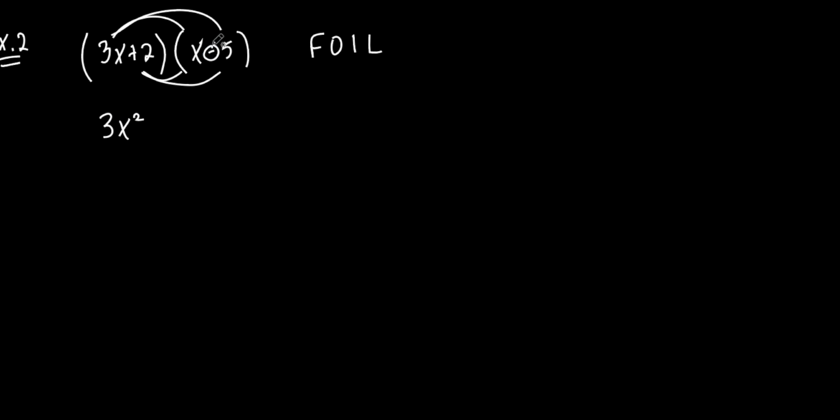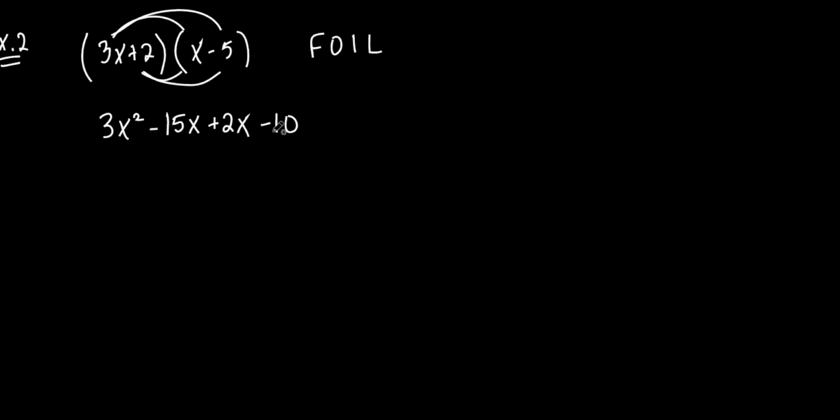Okay, the outside, the 3x and the minus 5. Always take into consideration the sign before the number. So what's that going to give you? Minus 15x. And then the inside, these two right here, they're both positive. So it's plus 2x. And then the last would be this one and this one. Again, it'd be a minus 10.